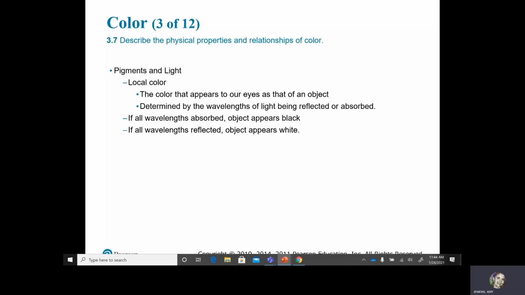Pigments and light. There's local color, the color that appears to our eyes as that of an object. It's determined by wavelengths of light being reflected or absorbed. If all wavelengths are absorbed, the object appears black. If all the wavelengths are reflected, the object appears white.